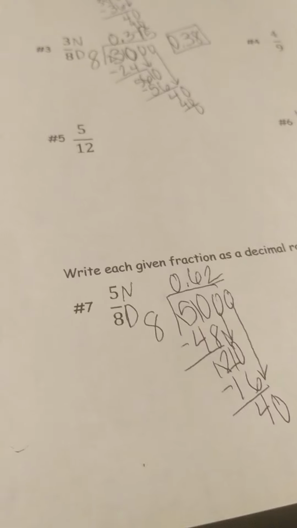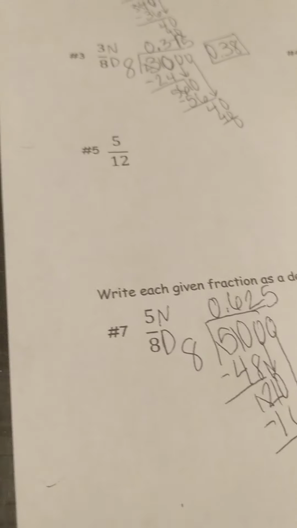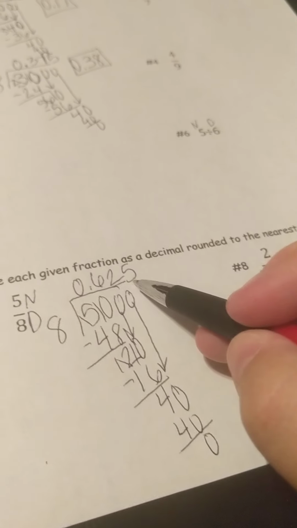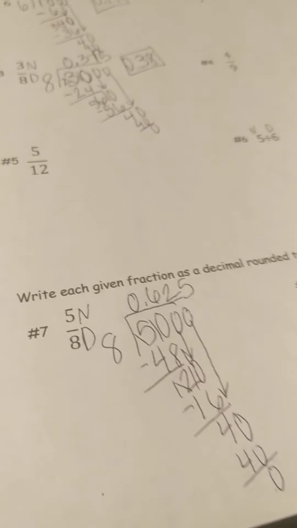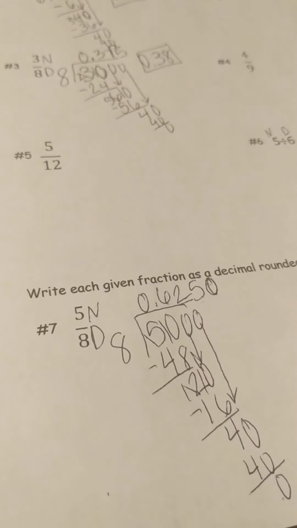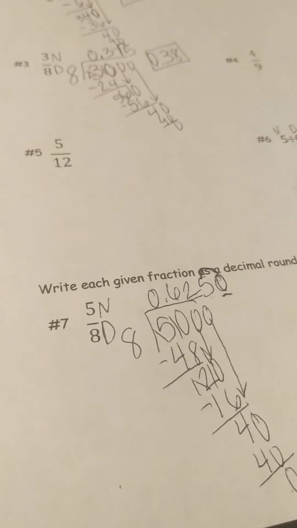And then 8 is going to go into 40 5 times. Okay, and again, this one says thousandths place. Well, the thousandths is a 3rd digit. Well, since it's stopped, we got to have a number behind it. So we're going to add 0 because we're done. So we'll look at the 0. The 0 is going to tell the 5 what to do.